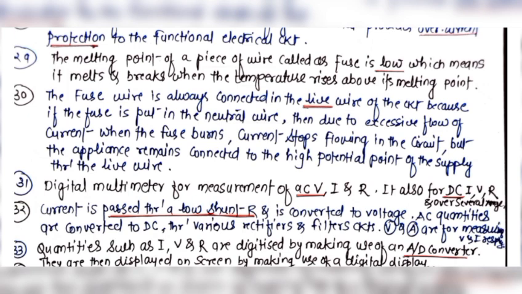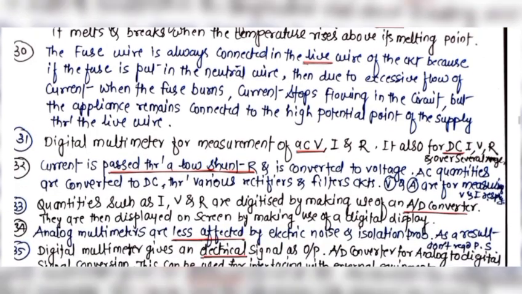The fuse wire is always connected in the live wire of the circuit, because if the fuse is put in the neutral wire, then due to excessive flow of current, when the fuse burns, current stops flowing in the circuit, but the appliances remain connected to the high potential point of the supply through the live wire.